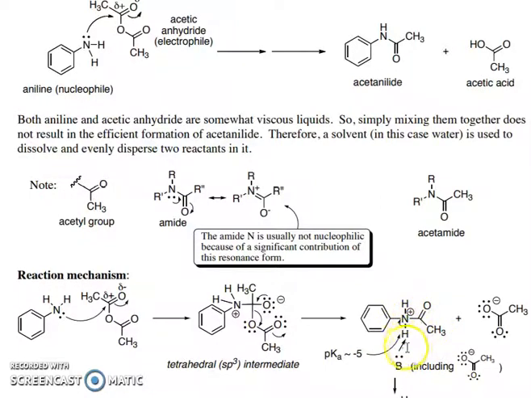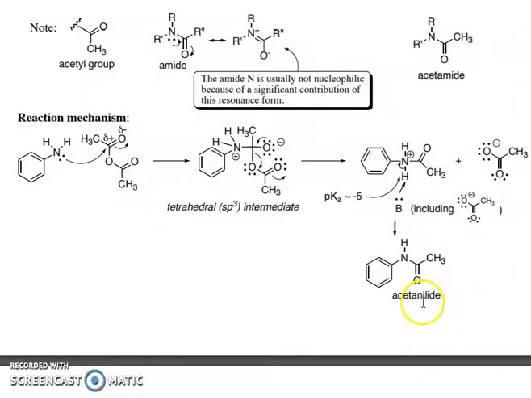One hydrogen is already there. The pKa value of this is -5. So the base traps this hydrogen. This hydrogen is trapped by this base. And the nitrogen-hydrogen bond will shift here and then forms this acetanilide. So this is known as acetanilide. Acetanilide is nothing but the N-acylated product of aniline.